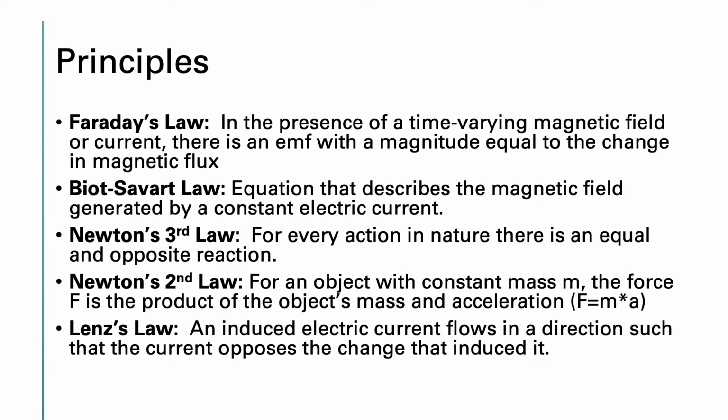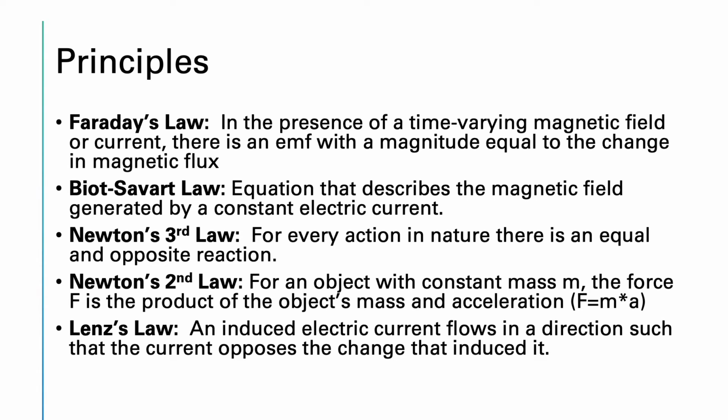For this experiment, there were several principles that came into play. The first was Faraday's law, which states that in the presence of a time-varying magnetic field or current, there's an EMF with magnitude equal to the change in magnetic flux. So we used this principle to observe the flux and calculate the resulting EMF. Next was the Biot-Savart law, which is an equation that describes the magnetic field generated by a constant electric current. This is the equation that we used to help find the magnetic force from the current.